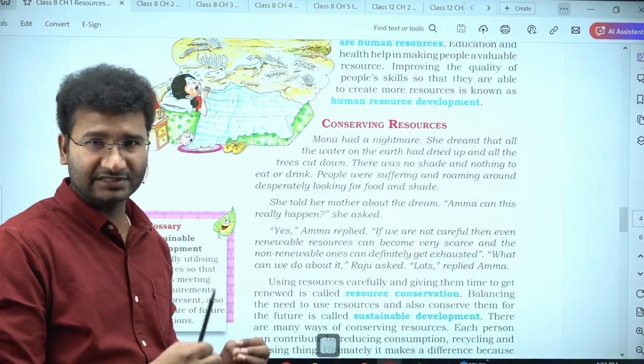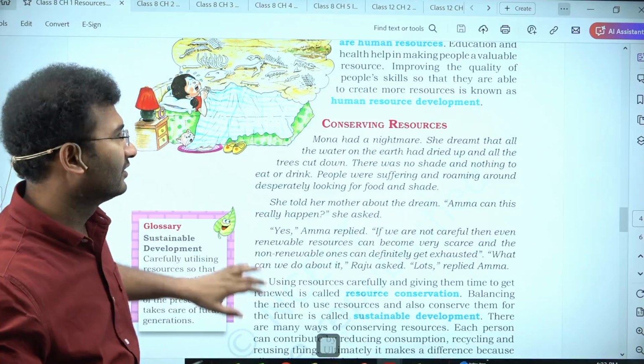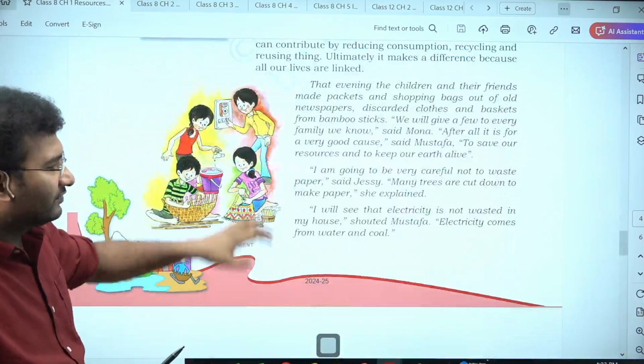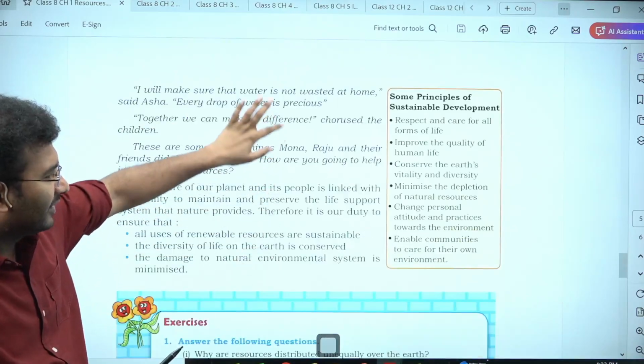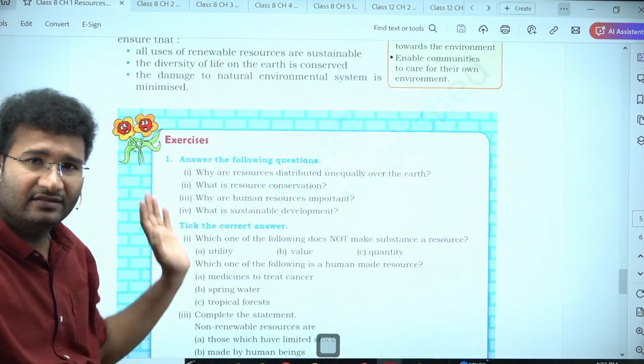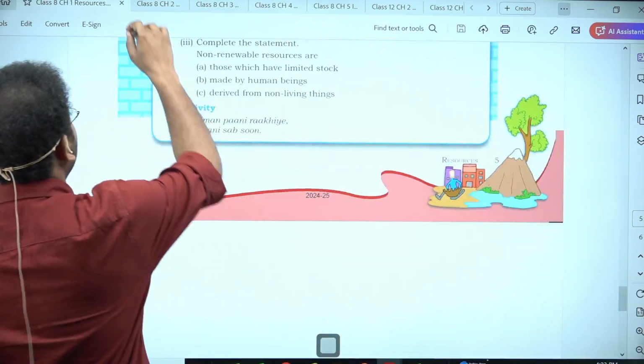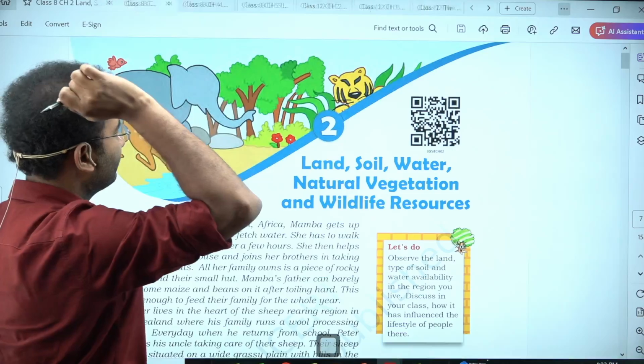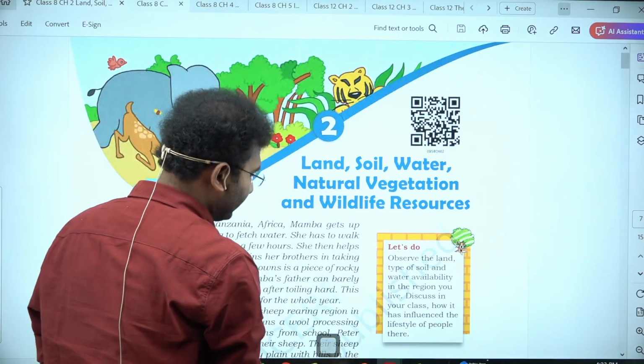What are those parameters? I'll be telling you in the next 5 to 10 minutes. Now, how to conserve these resources is also talked about in this particular chapter, right? Very small chapter, but it has a lot of applications. Now come back and see here.